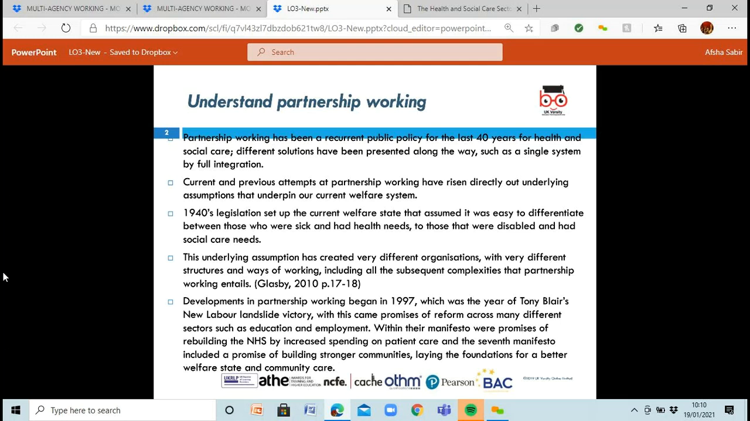So I'm going to just go through this last point here. So the developments in partnership working began in 1997. So this was during Tony Blair's Labour leadership. And what he promised was that there was going to be a rebuilding of the NHS. They're going to have increased spending on patient care, and they're going to promise a stronger community where they'd have a good foundation for a better welfare state and community care. So it sort of began developing around that time where partnership working was coming into strong effect.